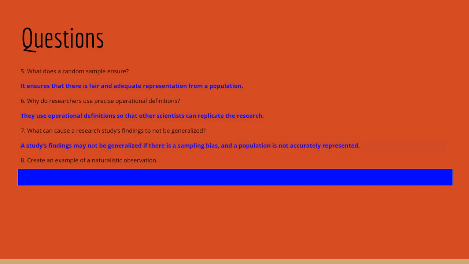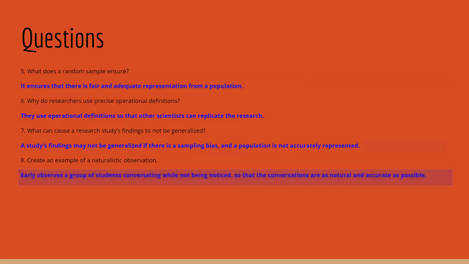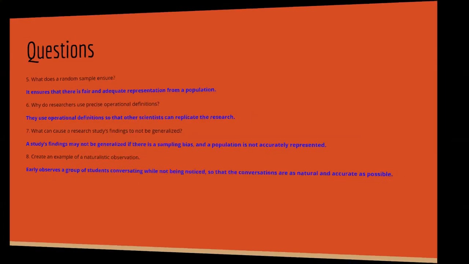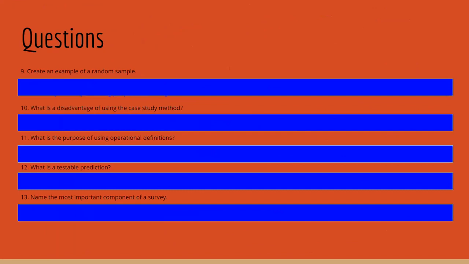Create an example of naturalistic observation. Remember, that's like the spying. You're there, but you're not there. Early observes a group of students conversing while not being noticed, so the conversations are natural and as accurate as possible. Oh, you thought that was done?